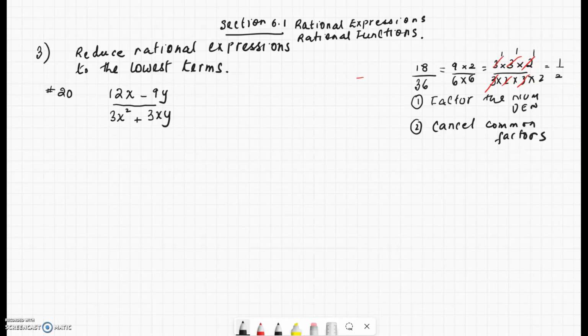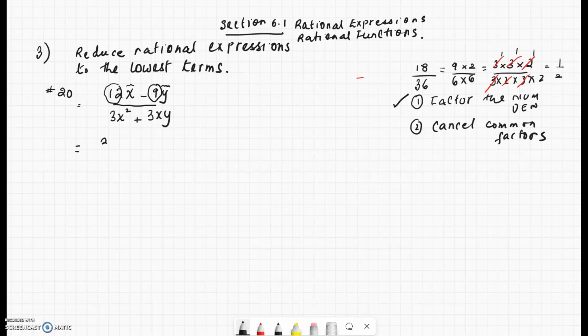The process here is very similar, except that now we have a polynomial in x and y in the numerator and a polynomial in x and y in the denominator. So what do we do first? Factor. Now look at the numerator. The first term has an x, the second term has a y. So there's no common factor with the x and the y. But when you look at the numbers, you see a 12 and a 9. What is the largest common factor that goes into both 12 and 9? And that is a 3.